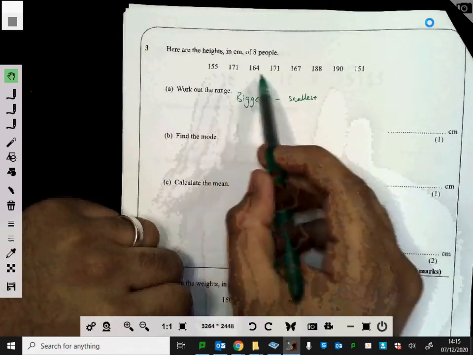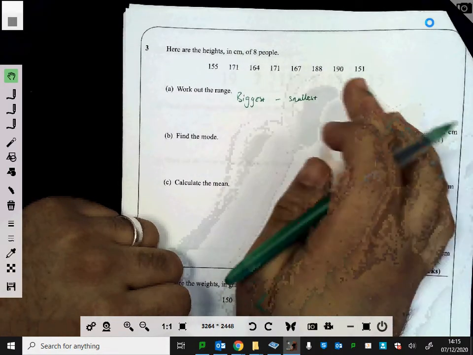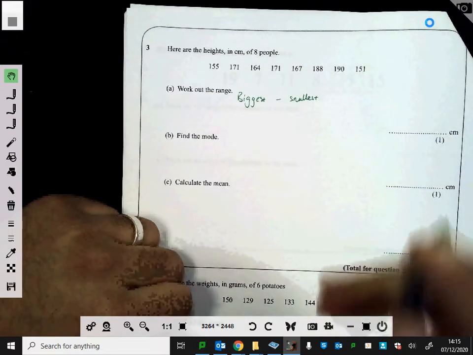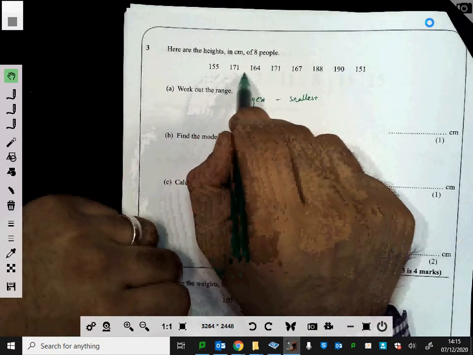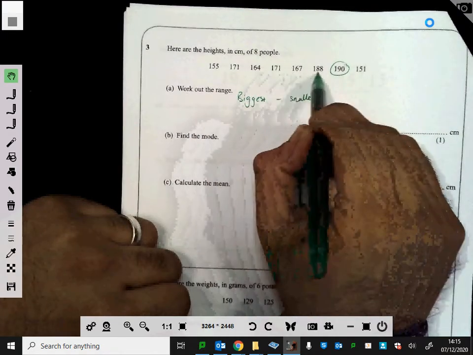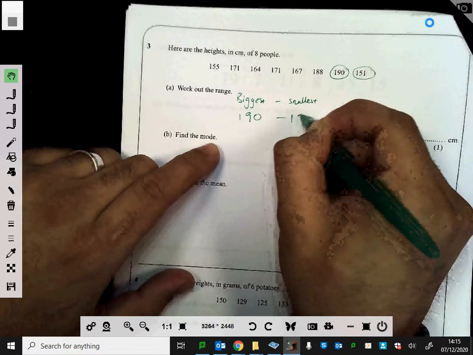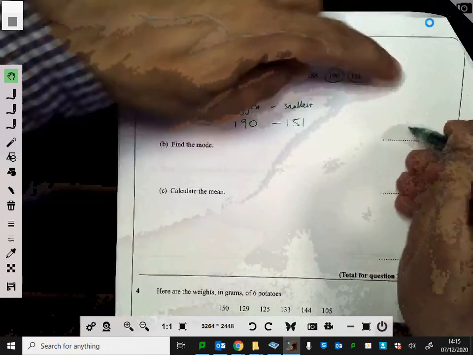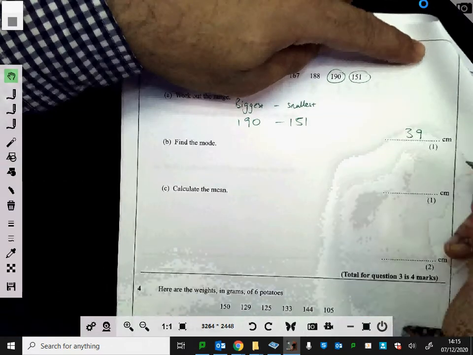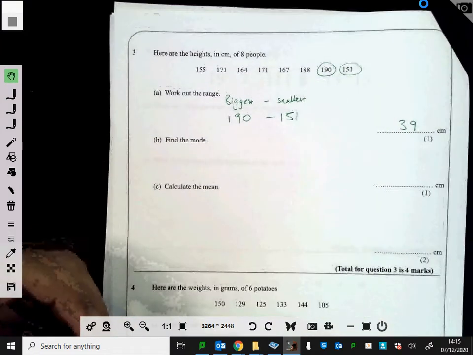So you may want to put the data in order straight away, which I'm not going to do just to save a bit of time. But in our case, I'm looking for the biggest number here, which is 190, the smallest number here, which is 151, and I'm literally just going to subtract the two from each other, which gives me a total of 39. So that's the range of the data. That tells you how spread out the data is.